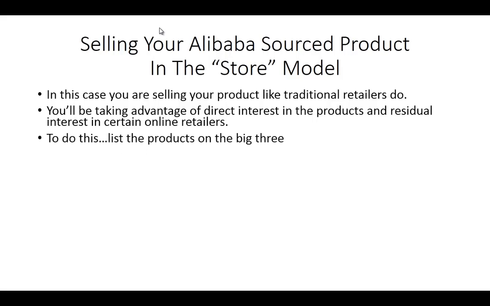Now, to do this, you're going to be listing your Alibaba products primarily on the big three. You're going to be listing on eBay. eBay is going to give you access to buyers who are interested in deals on auctions as well as basic products. You're certainly going to be listing your product on Amazon.